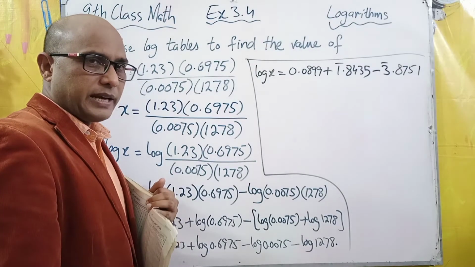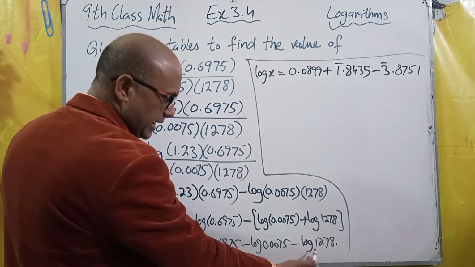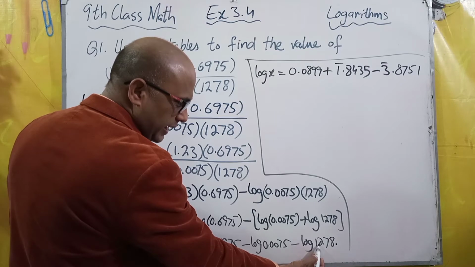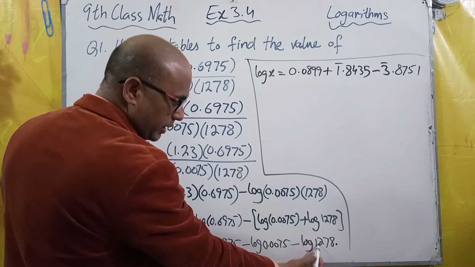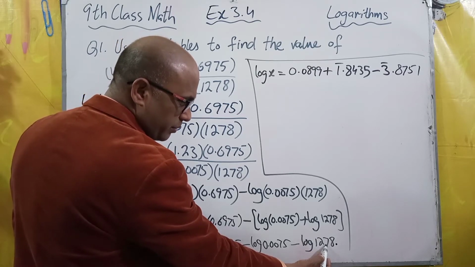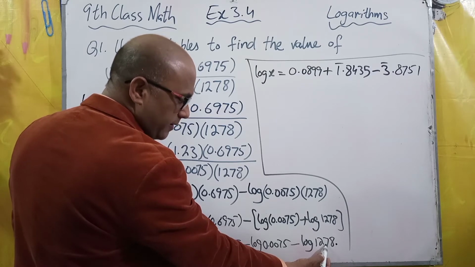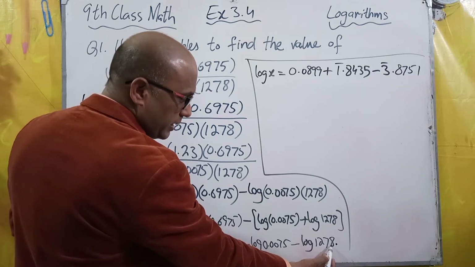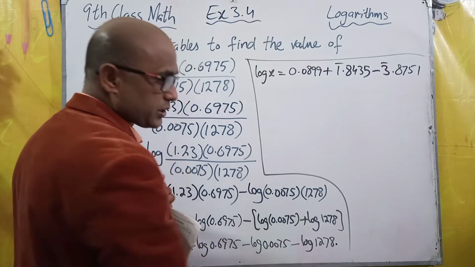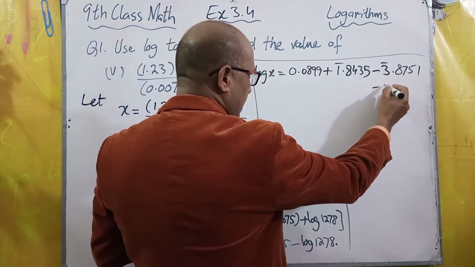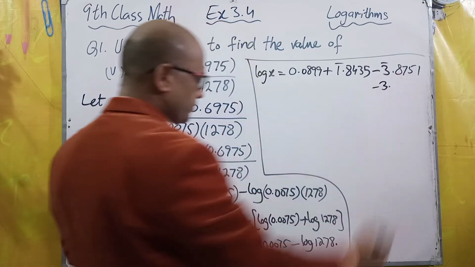So what would be its characteristic? Check as I have explained you. If the decimal point is after one non-zero number, the characteristic would be 0. If it is after two numbers, the characteristic would be 1. If it is after three numbers, characteristic would be 2. It is after four numbers, so its characteristic is 3. So we'll write here 3 point.